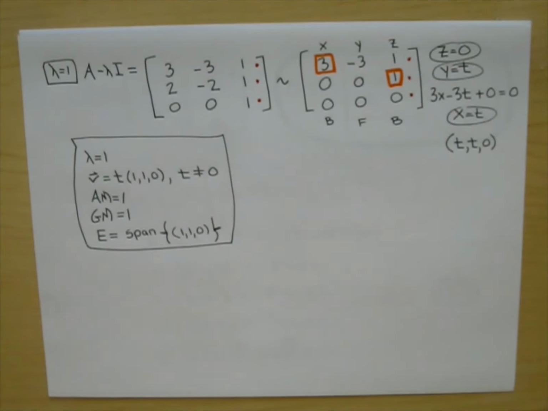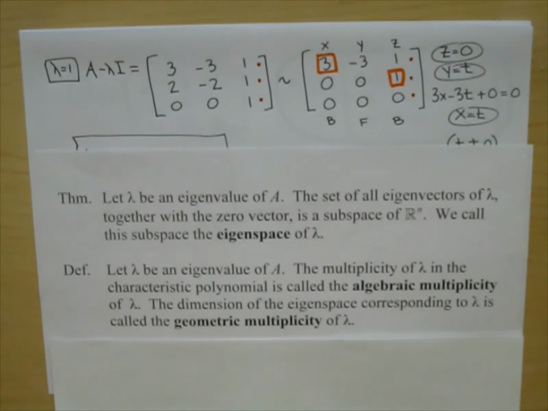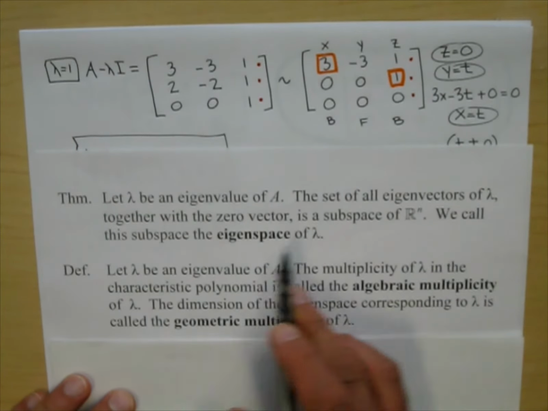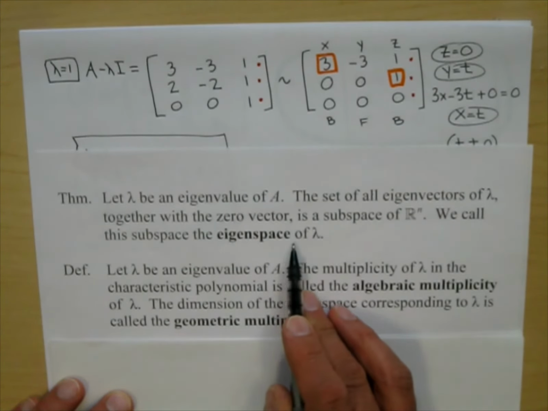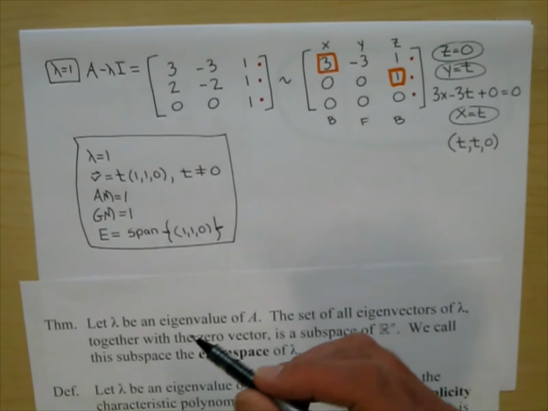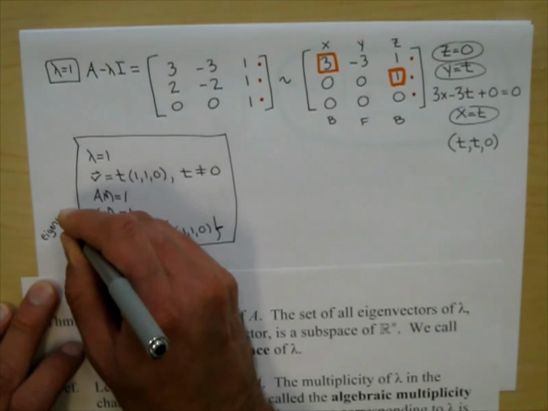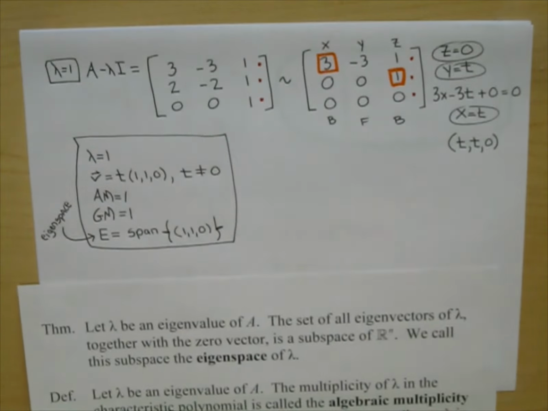Let me go ahead and put up 2 definitions. Here they are. Let lambda be an eigenvalue of A. The set of all eigenvectors of lambda, together with the 0 vector, is a subspace of Rn. We call this subspace the eigenspace of lambda. The eigenspace is right there. So we should probably say this is the eigenspace of lambda.